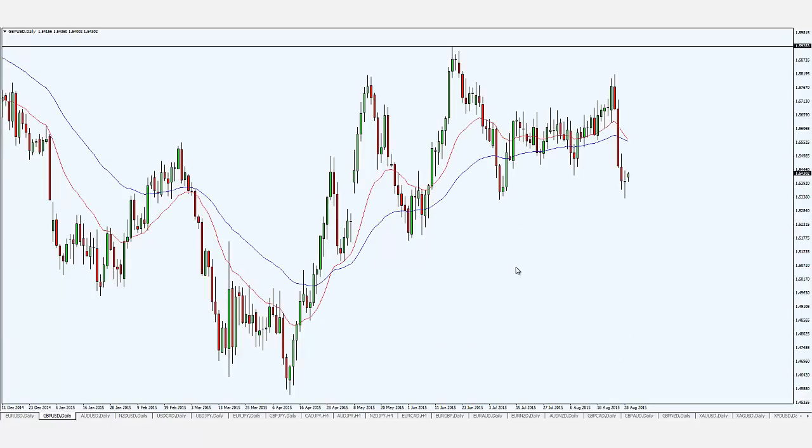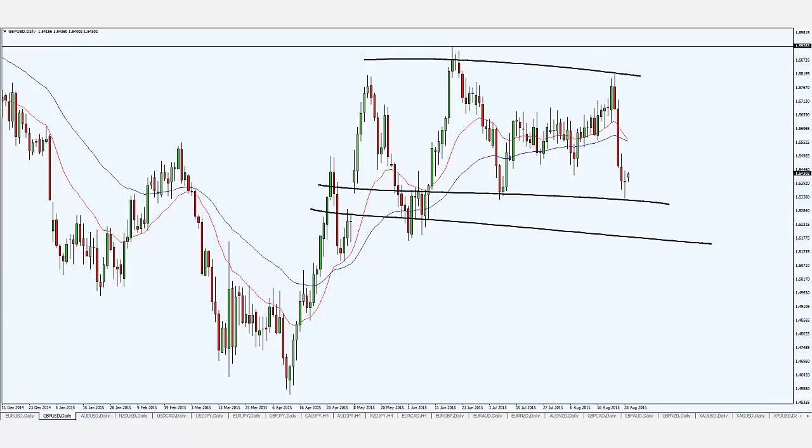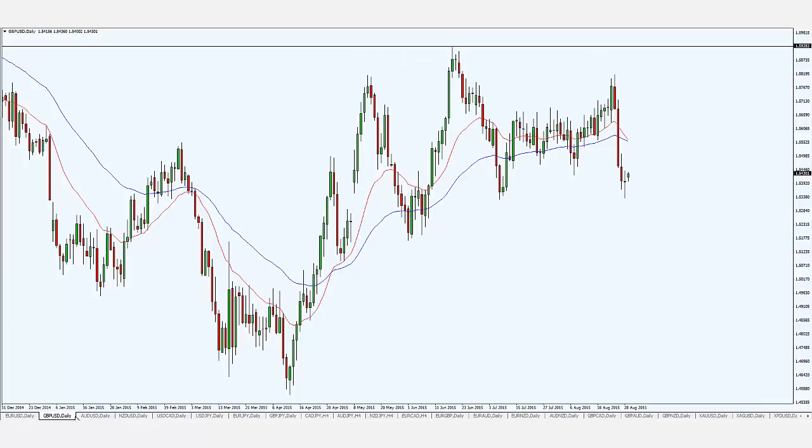Because looking at the pound dollar, in terms of relative strength, it is one of the stronger major currencies right now. Looking at this chart of the pound dollar, you see that it's actually ranging right between here and somewhere here. But compare it with the other major currencies like the Aussie dollar.